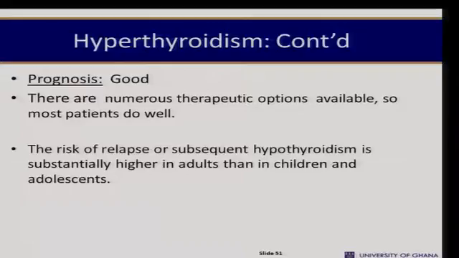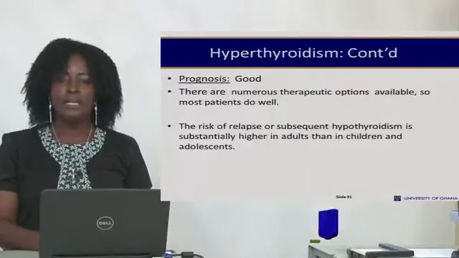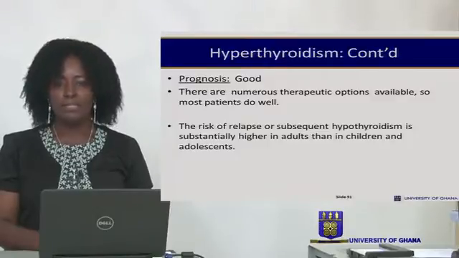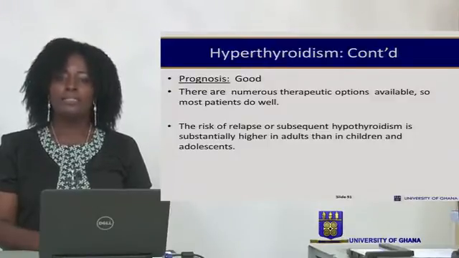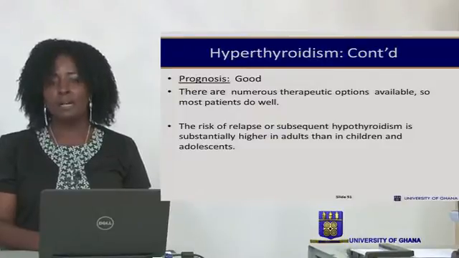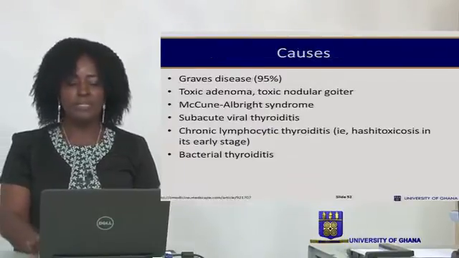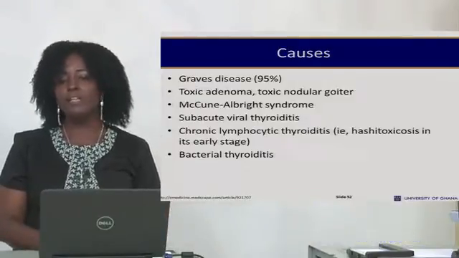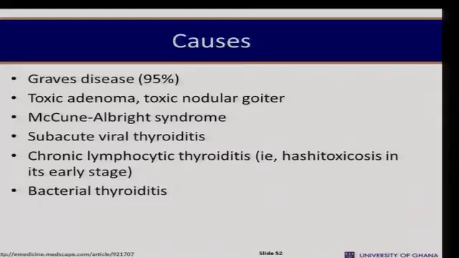When it comes to hyperthyroidism, the prognosis is good because there are numerous therapeutic options available. If identified early, we are able to treat it. There is also the danger of hypothyroidism that we must note, so the drug should be administered to the child well to prevent some of these things. It is rare in children, and 95% of the cases are as a result of Graves' disease.